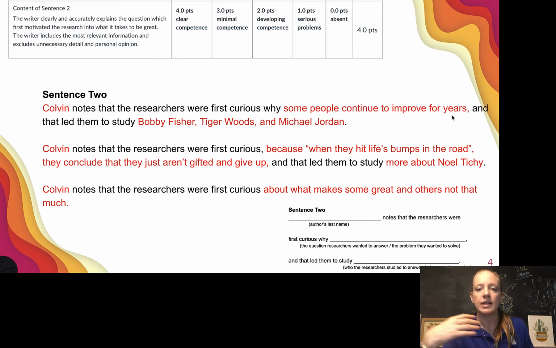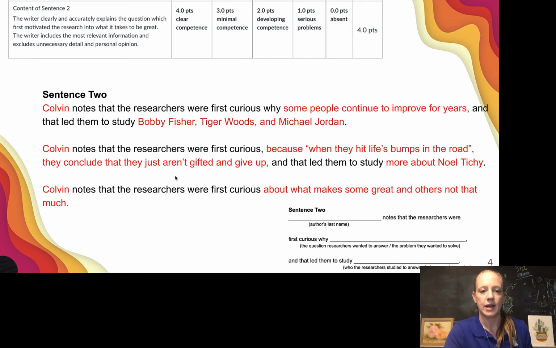For me, it does mostly. So it would be more correct to say, curious why some people continued to improve for years while other people didn't get better even with practice. And then the second part, led them to study, saying who they studied, great. So I actually would give this a 4, although I think that a stronger answer would include that other part, that why some people continue to improve while other people don't.